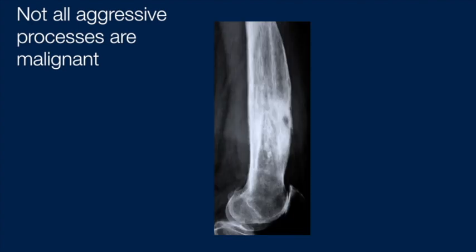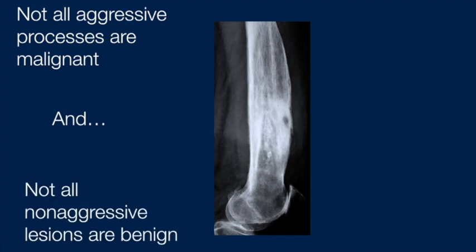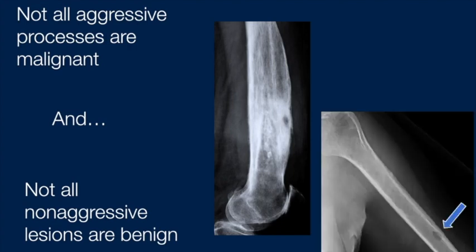And the reason we want to do this is because not all aggressive processes are malignant. Here's an example of an infection that looks very aggressive, and an example, or also not all non-aggressive appearing lesions are benign. An example would be a well-defined lesion, and this is multiple myeloma.